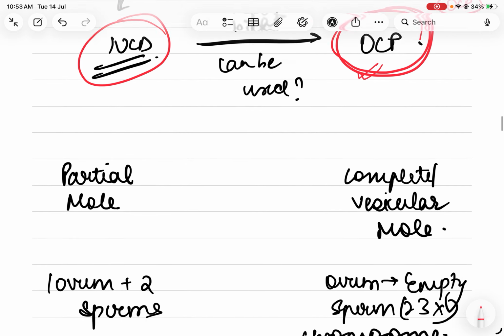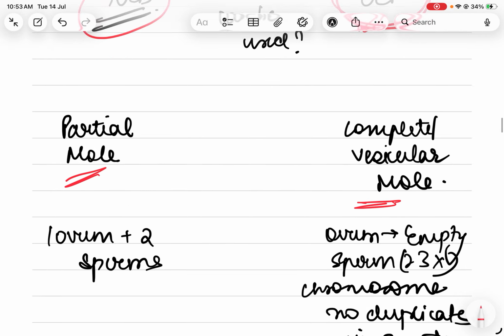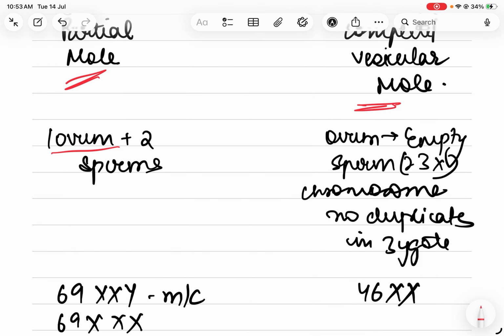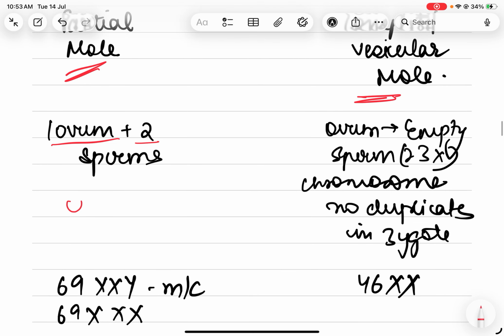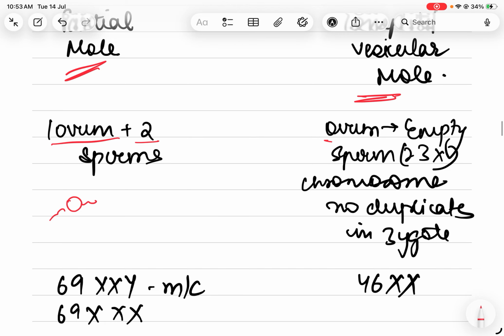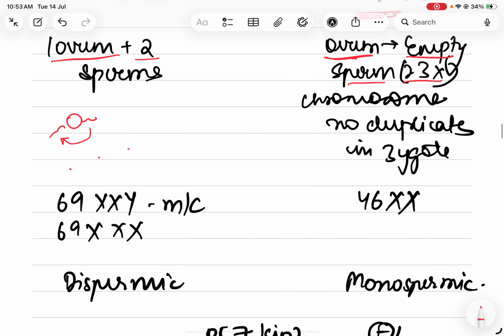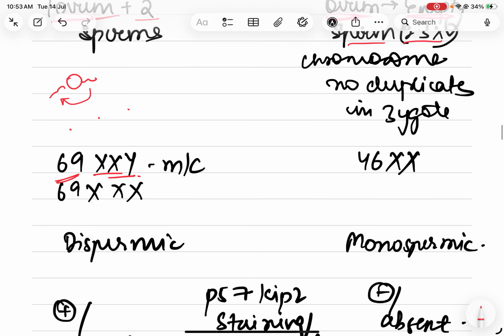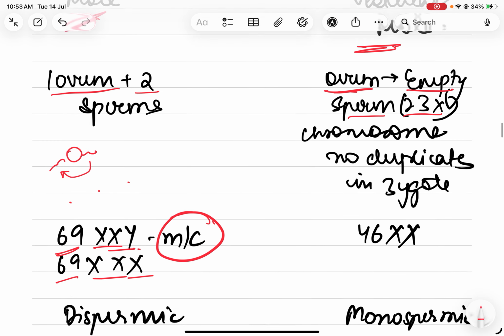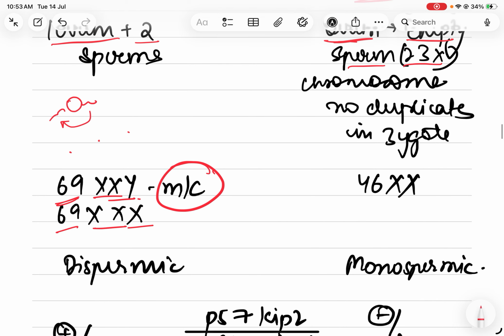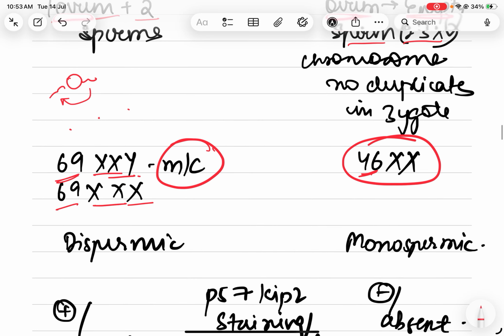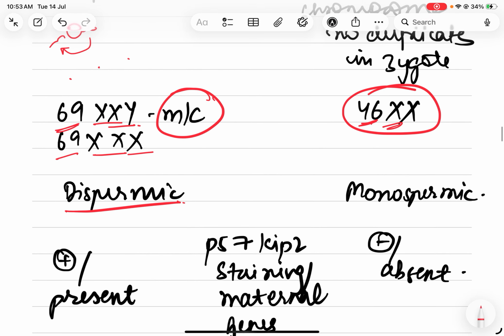Next is the difference between partial mole and complete mole. The partial mole has 1 ovum and 2 sperms. And complete mole has an ovum that is empty, 23 chromosomes. So if there are 2 sperms, 23 plus 23 plus 23, that is 69 XXY, or 69 XXX. Most common is XXY only. And here the karyotype will be 46 XX. Partial is dispermic, complete is monospermic.